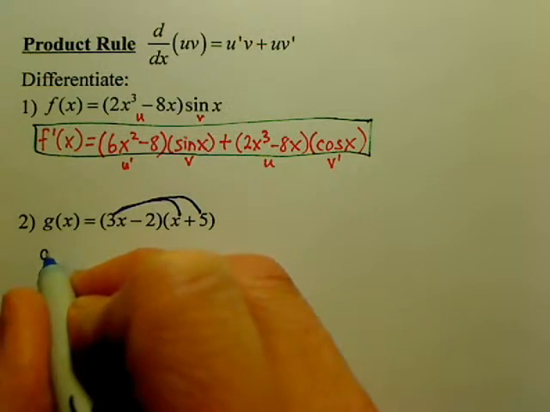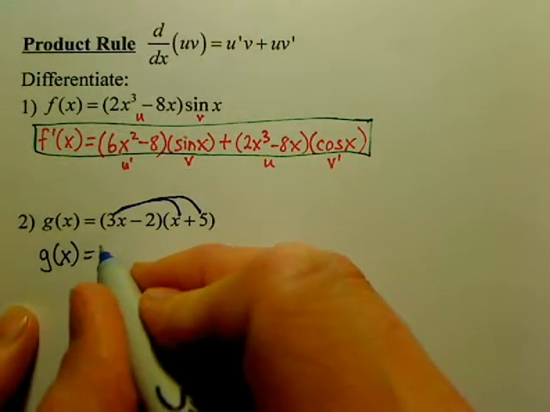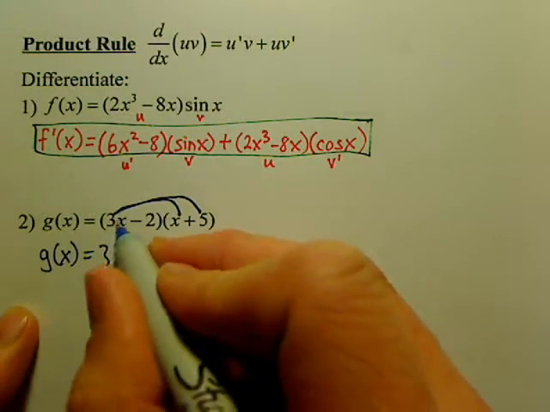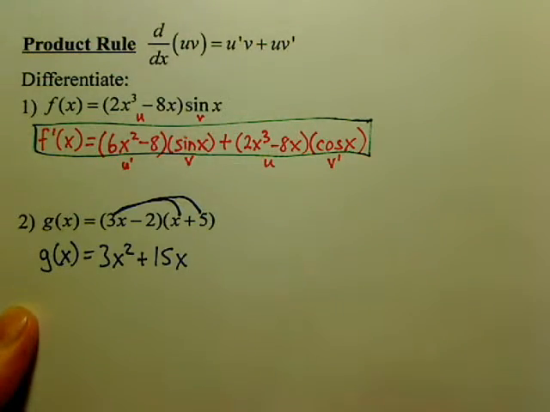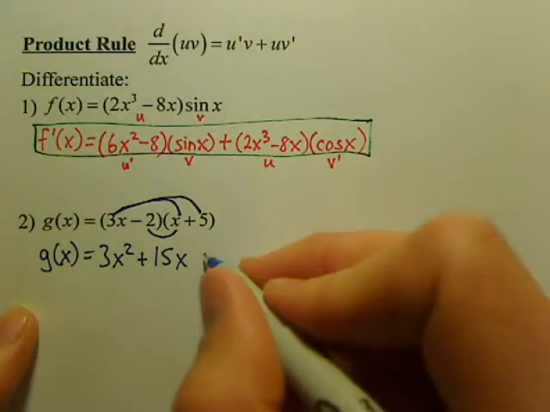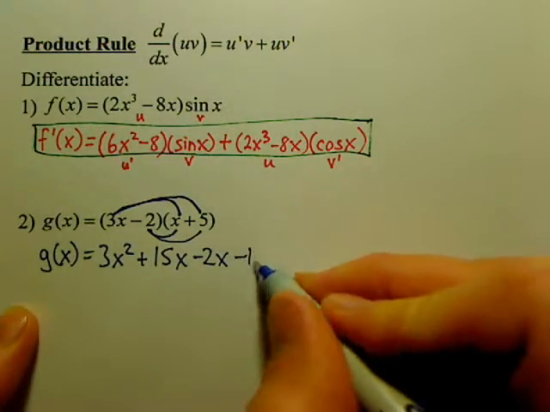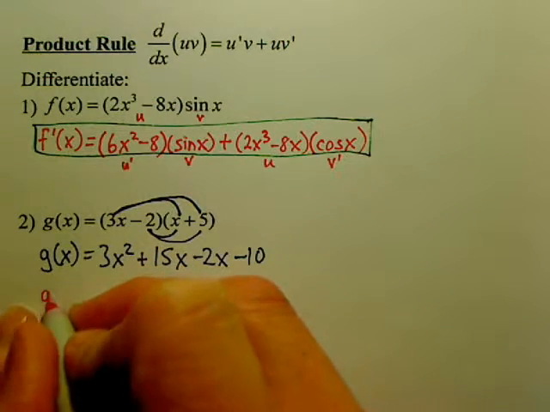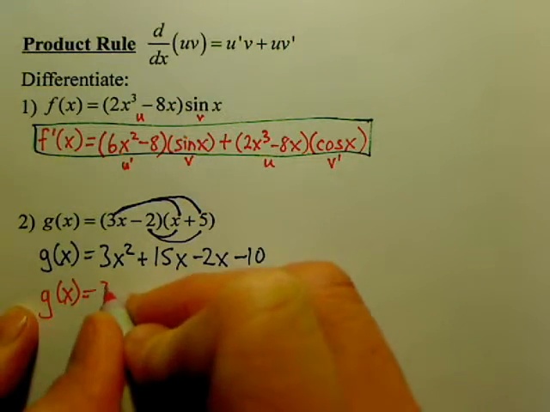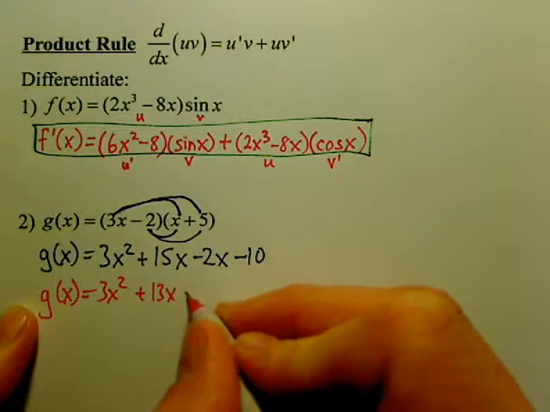So that would give me g of x is equal to 3x times x, which is 3x squared, and then 3x times 5, which is 15x. And then I multiply negative 2x times x, negative 2x, negative 2 times 5, which is negative 10. And there I go. I now have a polynomial, which I can actually simplify to g of x is equal to 3x squared plus 13x minus 10.